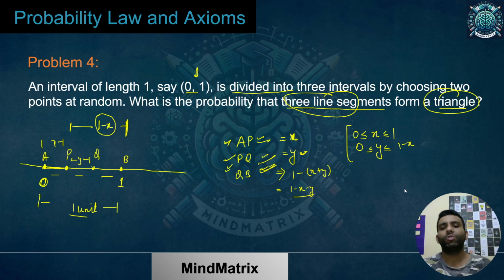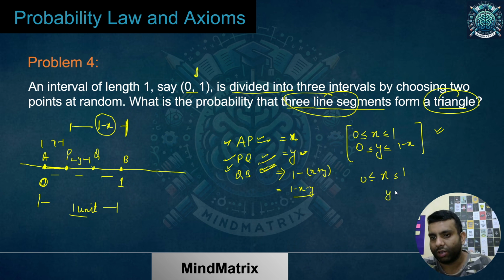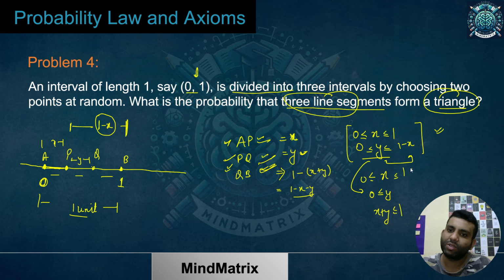So with P and Q, we have created these two conditions, which are important. You can see over here, the first condition tells me that X is greater than or equal to 0 and less than or equal to 1. What about Y? Y is greater than or equal to 0. And if I consider these two, what will I get? This will tell me that X plus Y is less than or equal to 1. So these are the three conditions I'm having now.